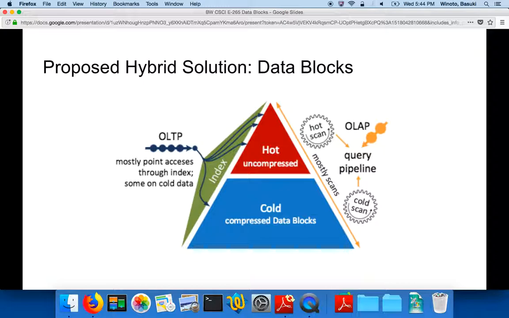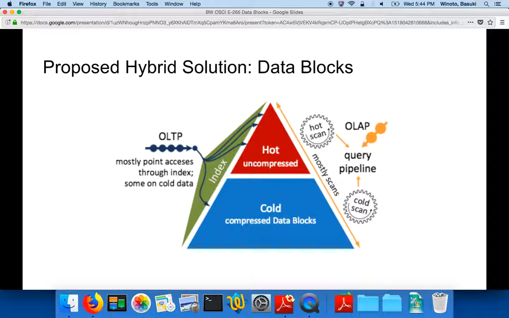So for OLTP, of course, it would be easier and faster to work on the hot, uncompressed data, because mainly they want to be able to write in a fast manner. They don't want any additional operations required to write the data. So mostly it would be pointing to an index in the data block and writing the data, right?